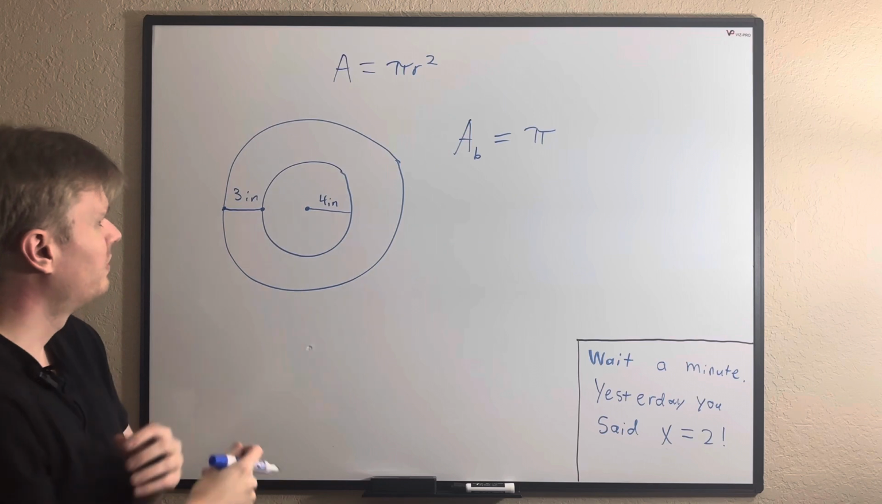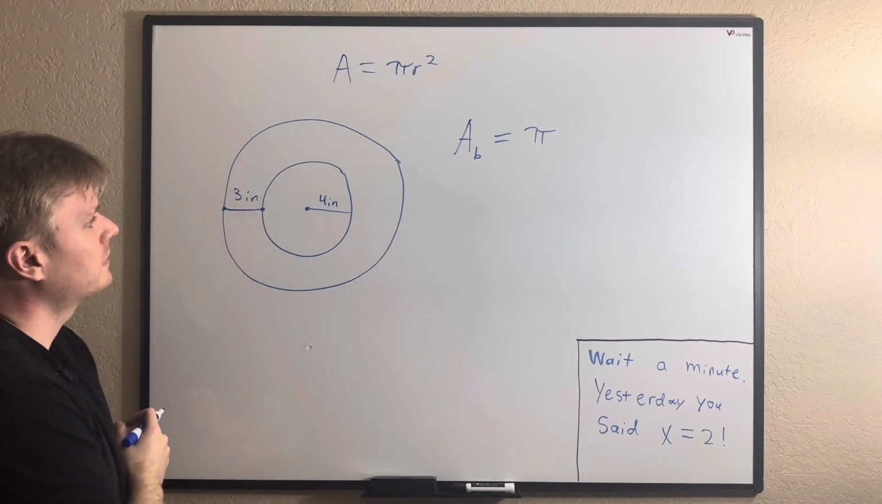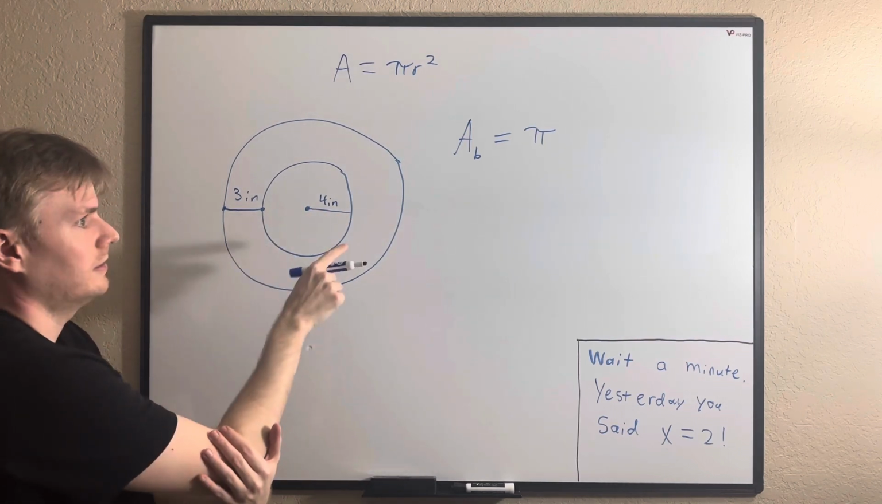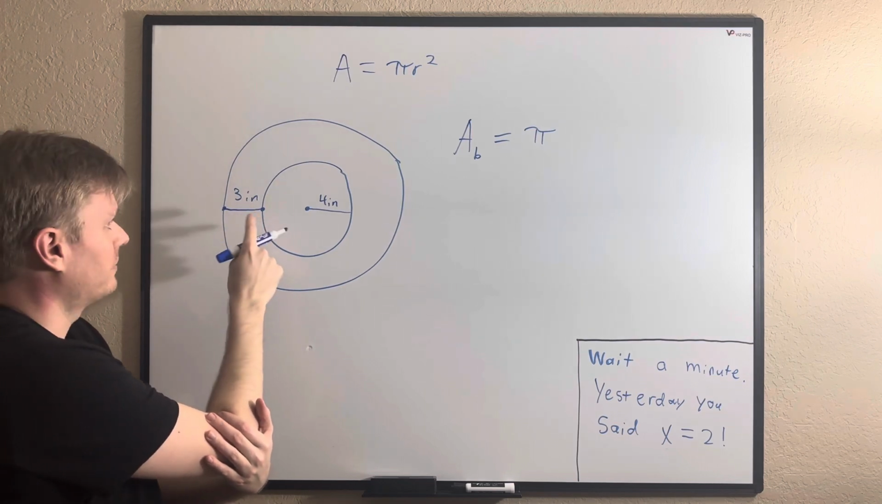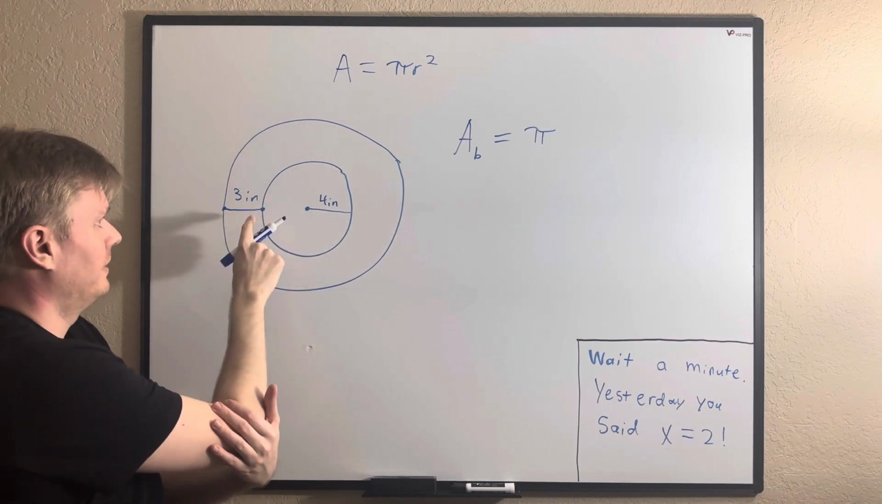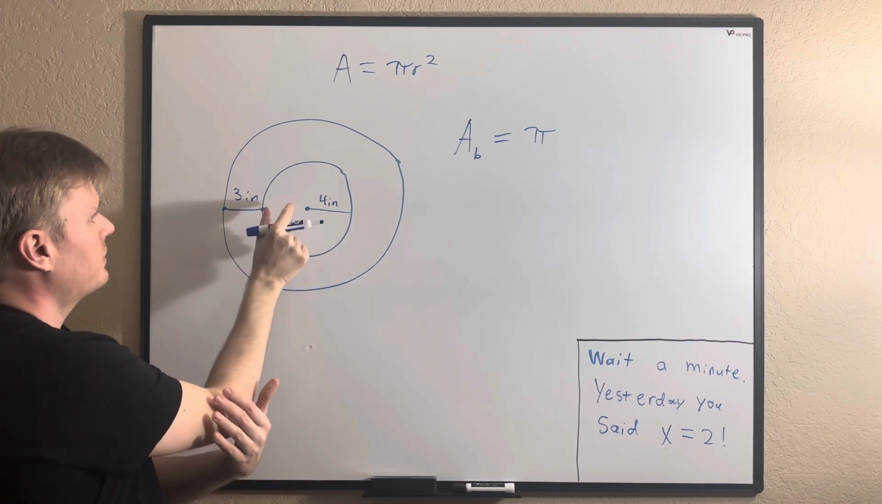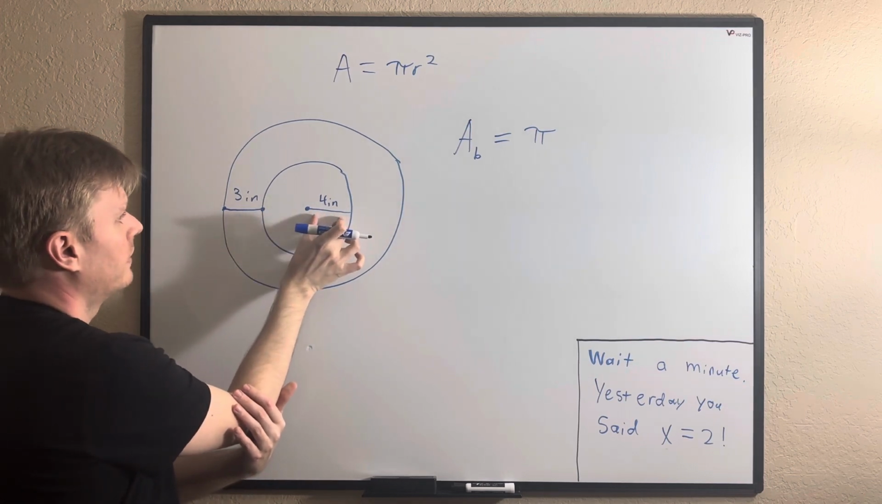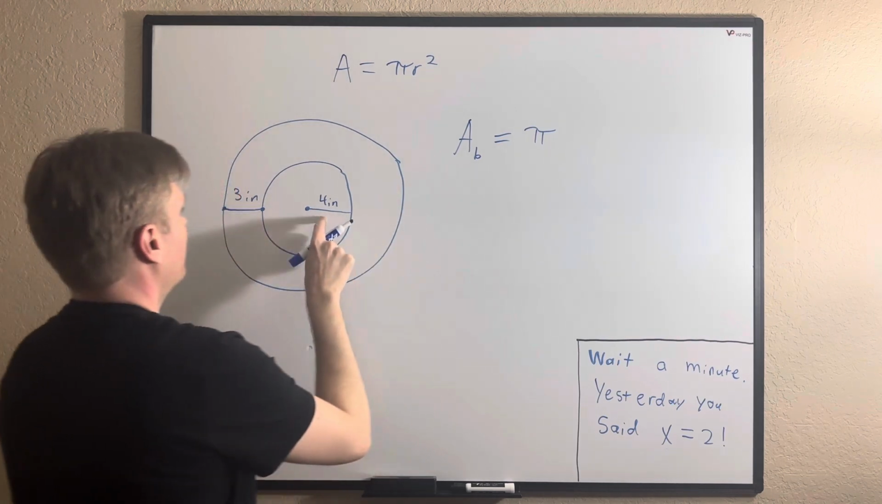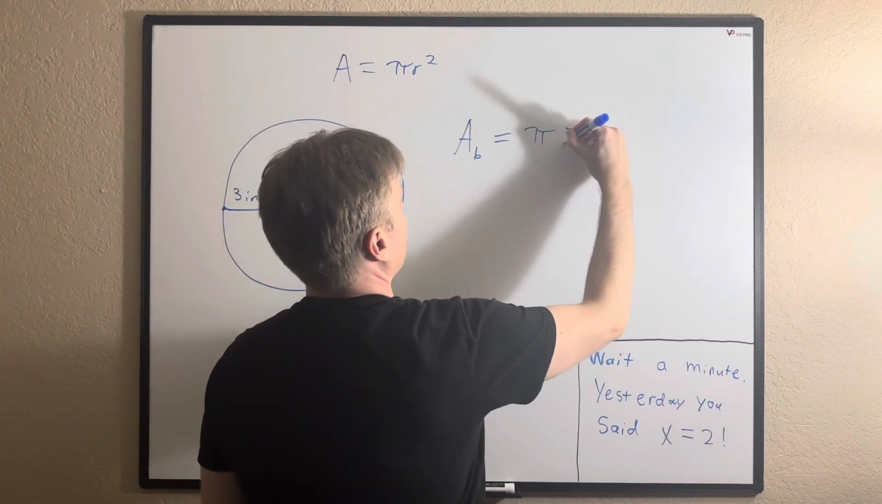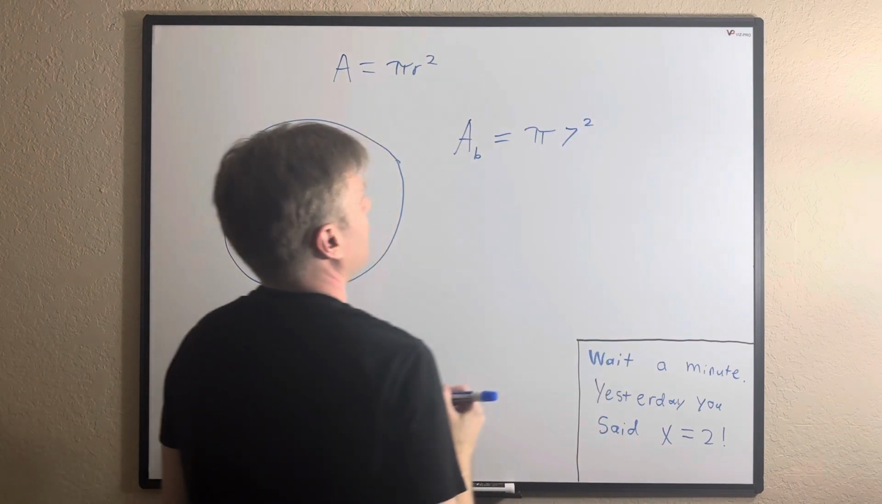So what is the radius of the big circle? It's not 4 inches. That's the radius of the little circle. It's not 3 inches. Obviously, clearly, because it should be way longer than that. It's actually combining this with that distance. So it should be 3 plus 4, which is 7. And we square it.